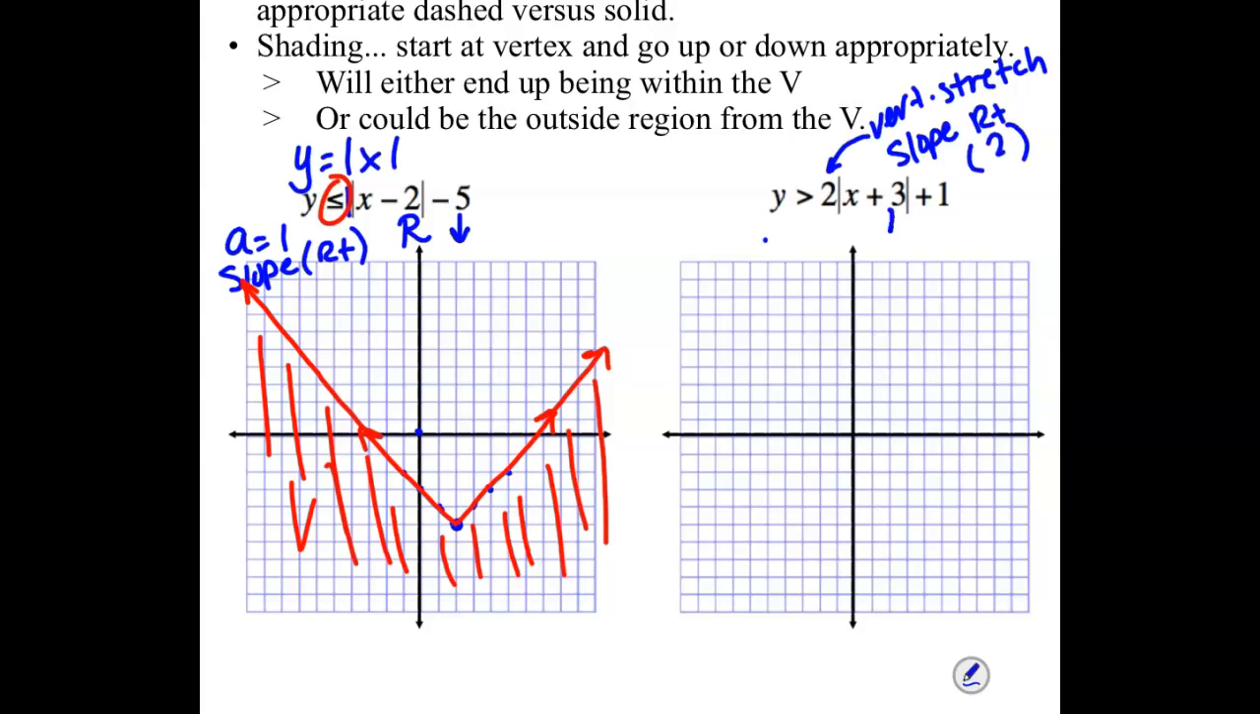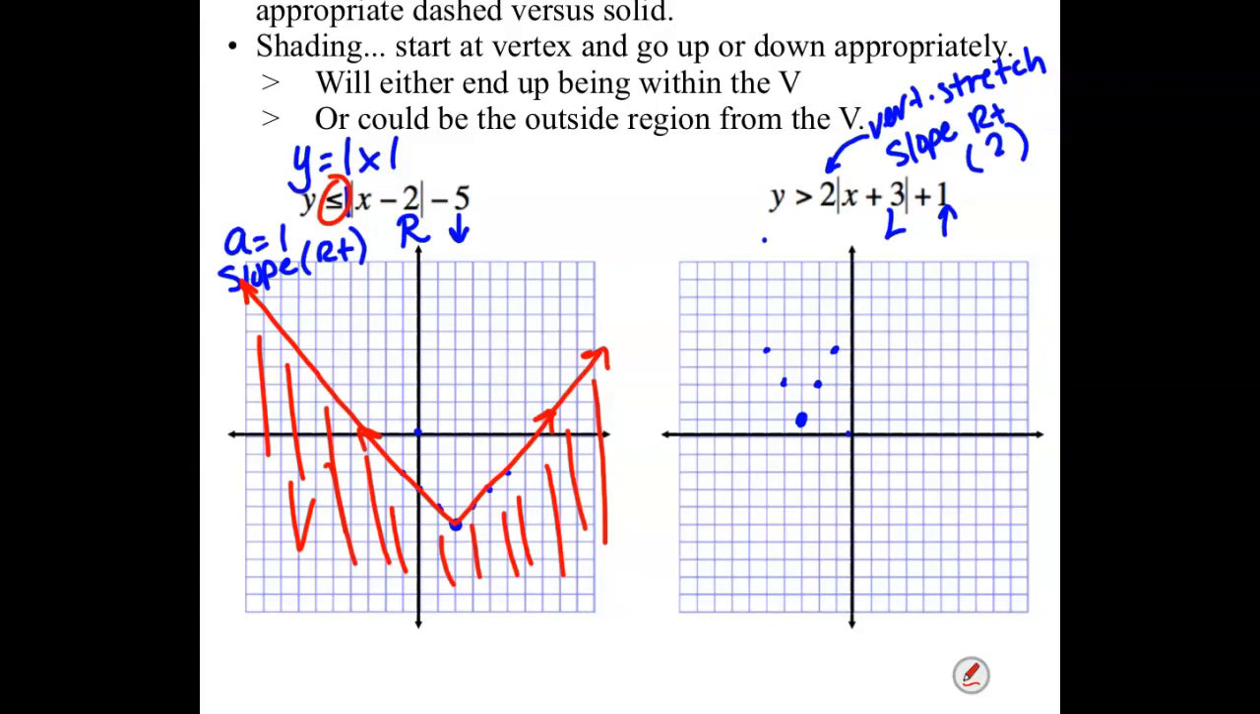We have moved it to the left 3 because of that x plus 3, and we have moved it up 1. So our vertex is going to shift from the origin again, left 3 and up 1. On the right-hand side, I want to do a slope of 2, so I'm going to rise 2, run 1, rise 2, run 1, and then again I'm going to reverse that to go on the left side.